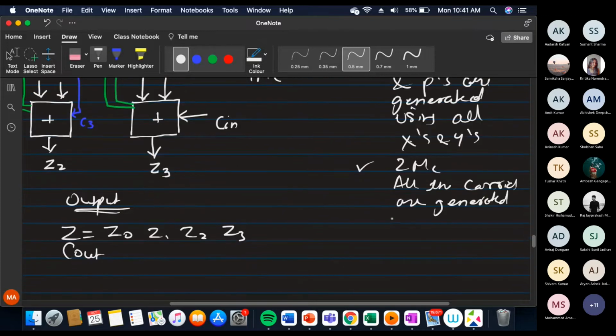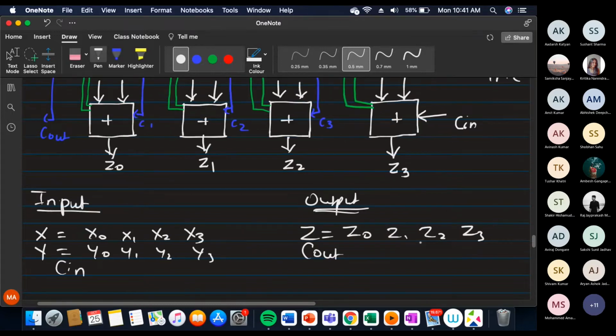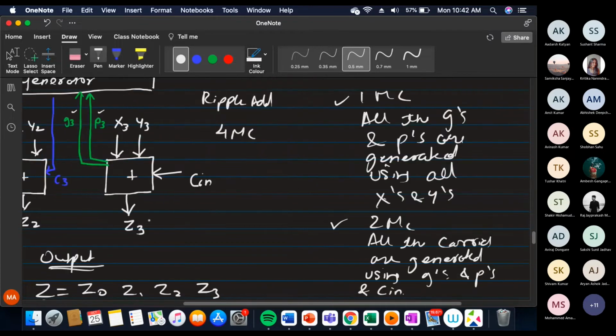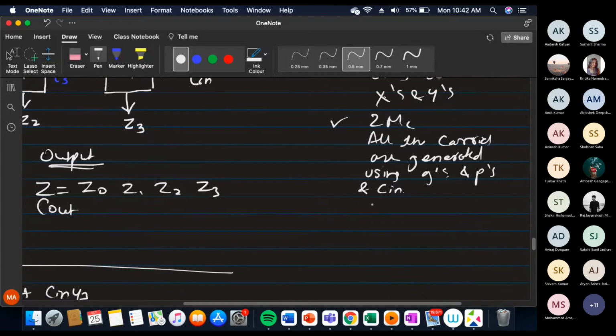How is it generated? Using G's, P's and C in. So using these three, I can generate my C2, C3, C2, C1 and C out. And in the last machine cycle, I can generate all these sums, which are Z3, Z2, Z1 and Z0. Is that clear?